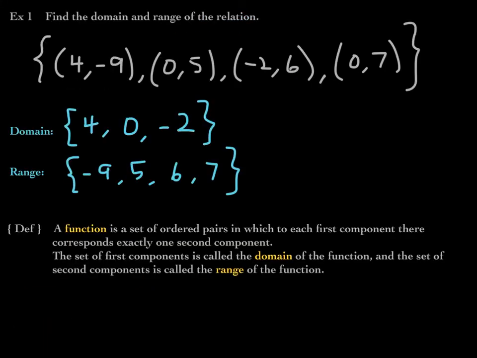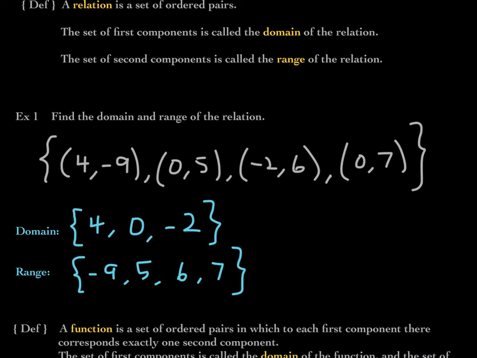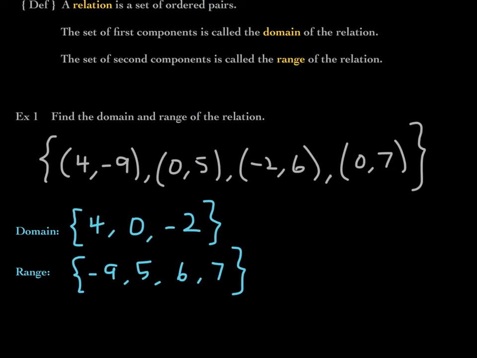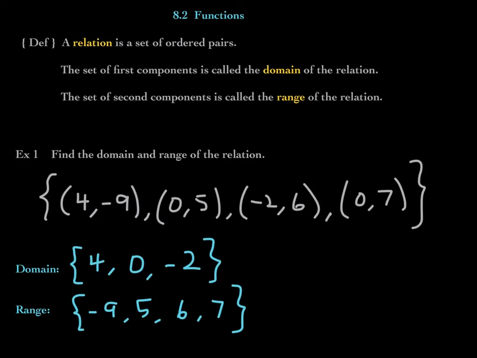Now here we are at the definition of a function. This might be the most important definition we write down in all of our course. A function is a set of ordered pairs. So basically, a function is a relation. Remember, a relation, the definition, I can scroll up here. There we go. A relation is a set of ordered pairs. That's all it is.